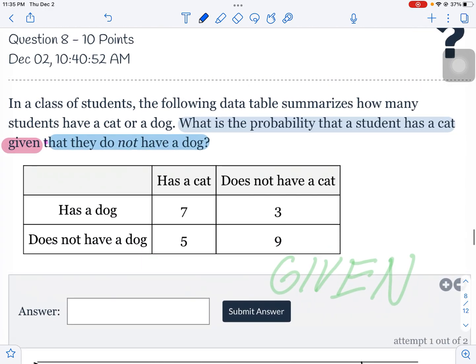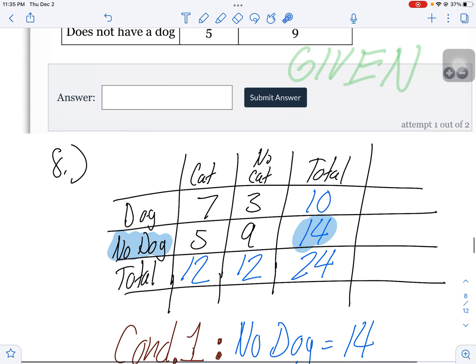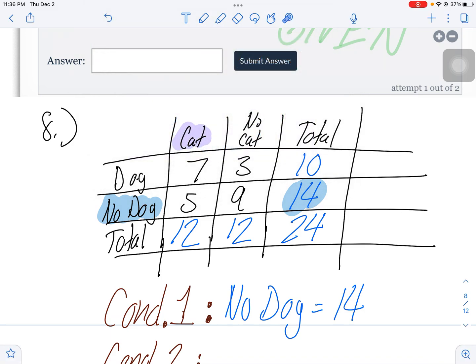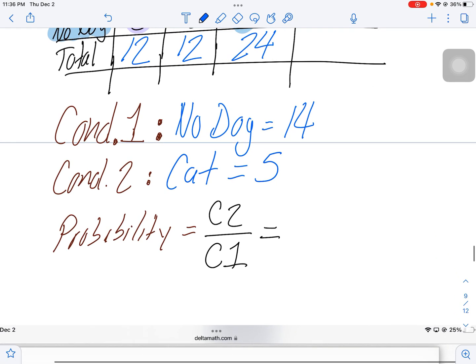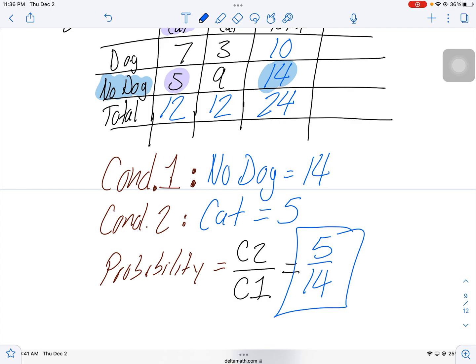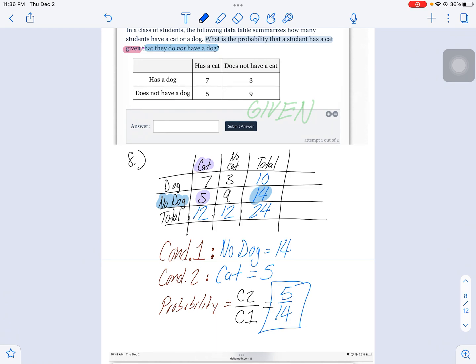Okay? Now our second condition is actually the first one that came up. What is the probability that the student has a cat? So from this box here, how many have a cat? 5 have a cat. So condition 2 over condition 1, 5 over 14. And that is our probability. Right? So be careful with these that say given. You got to flip the conditions.